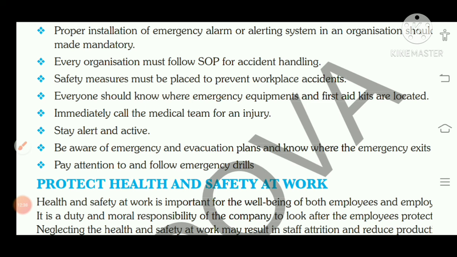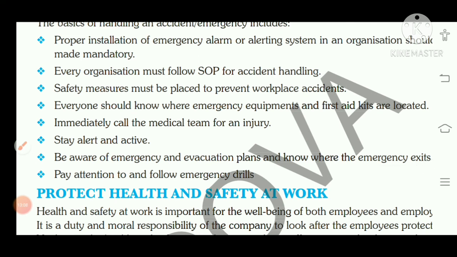ठीक है, हमें पता होना चाहिए where the emergency gate is, and if something happens then how we can tackle that situation, how we can move safely, and how we can help others so that they can also move safely from such a situation. Pay attention to and follow emergency drills. Always pay attention when these types of emergency drills are organized. You must be aware there, and you must know how to deal with such a situation. So you have to pay attention to emergency drills.